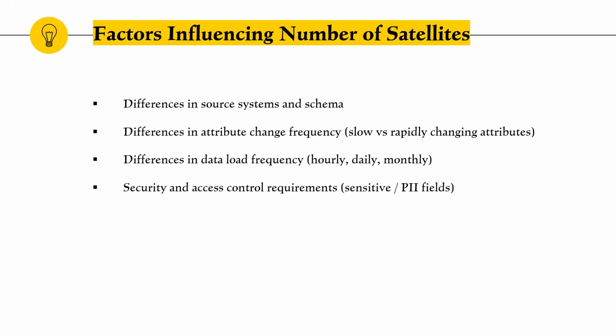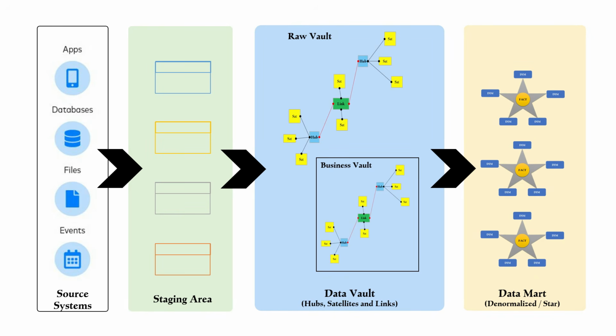Security and access control is another important factor. If some attributes are sensitive, such as salary, credit score, or tax identification numbers, they can be placed in a separate satellite so access can be controlled more easily. Overall, data vault modeling provides a flexible and scalable approach that adapts to evolving source systems and changing schemas, preserves complete point-in-time data history, while still enabling consistent integration and joining across all business domains through hubs, links, and satellites. I hope you now feel confident and ready to apply data vault modeling techniques in your upcoming project.